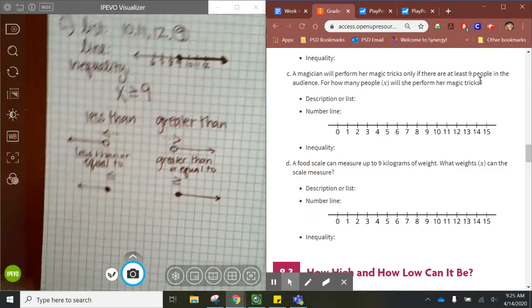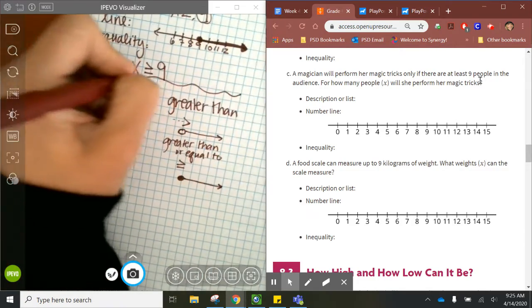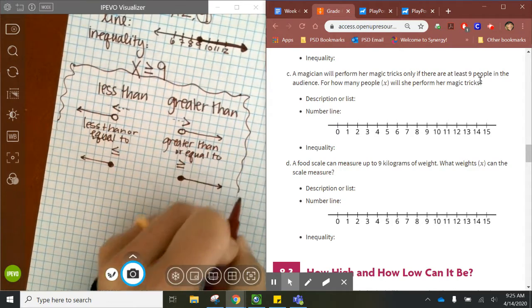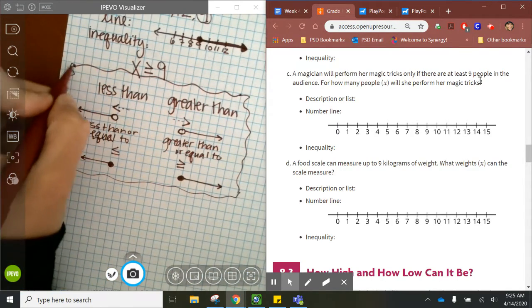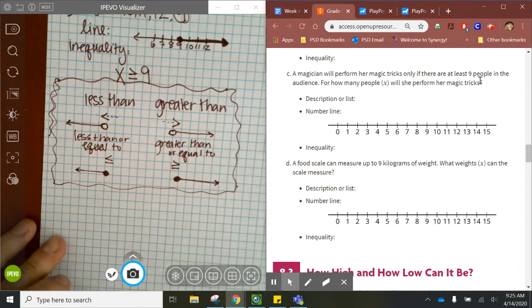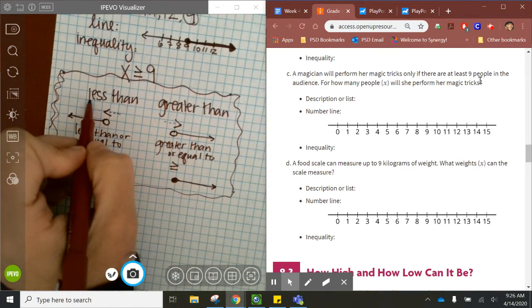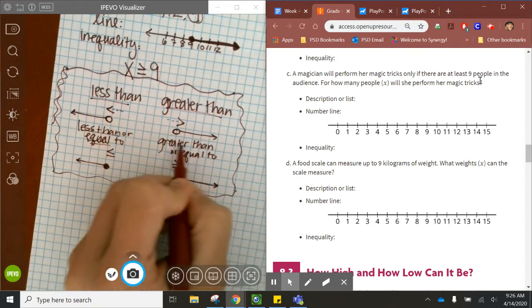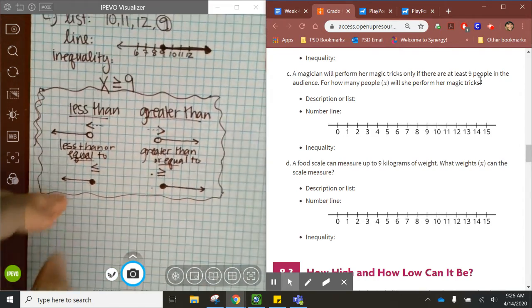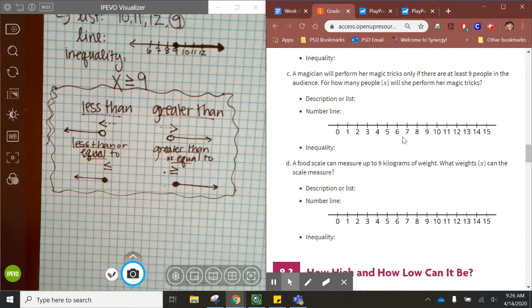Okay, so use these as your best notes. If you have a notebook, you might add them to a notebook. These will come in really handy when you do a quiz later. So just remember that when you see these terms, less than, greater than, less than or equal to, greater than or equal to, there's a symbol and a way to graph each of those things. Okay, so I'll stop you there and let you guys do D.